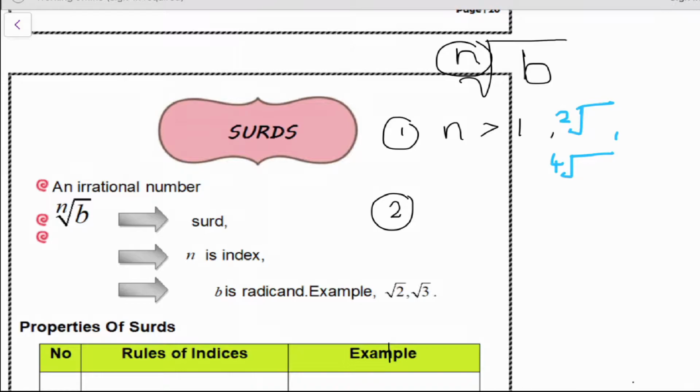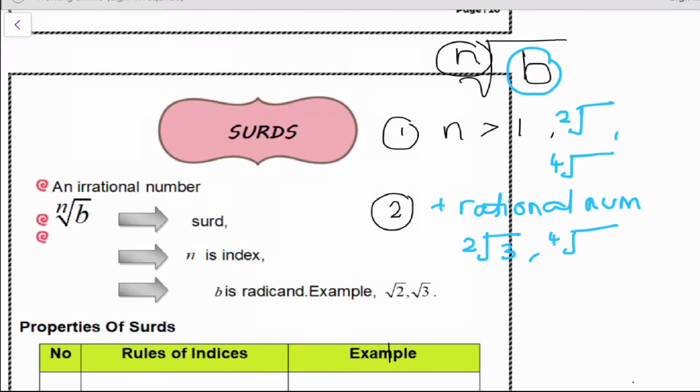Condition number 2, the radicand. What is the radicand? The radicand is b, the number inside the root, and it must be a positive rational number. So for example, if you have the square root of 3 or the fourth root of 5, you can see the radicand inside the root is a positive rational number.